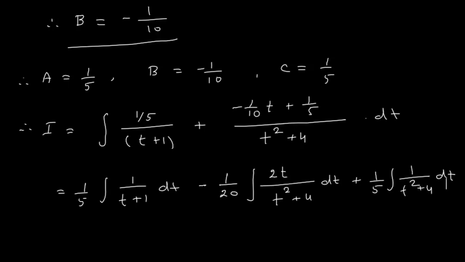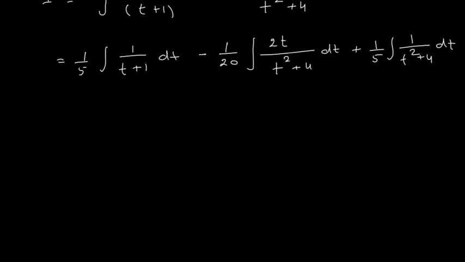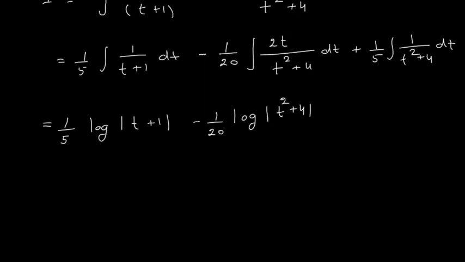So you will see that we will get a lot of such problems in 4 marks questions. So this is 1 upon 5 into log of t plus 1. Then I have minus 1 upon 20 into log of t square plus 4. Then I have 1 upon 5 into 1 upon 2 into tan inverse t upon 2. Done. Plus constant of integration c.